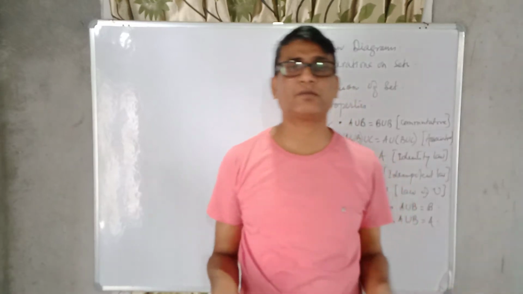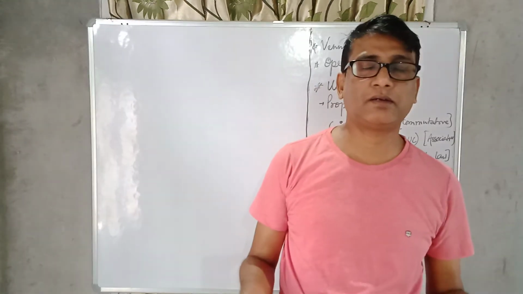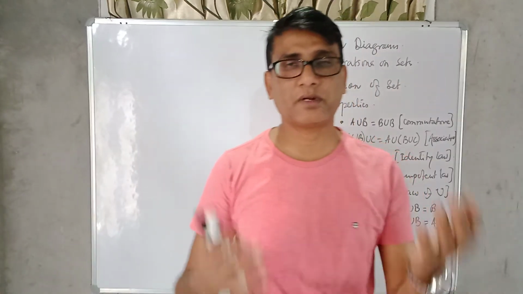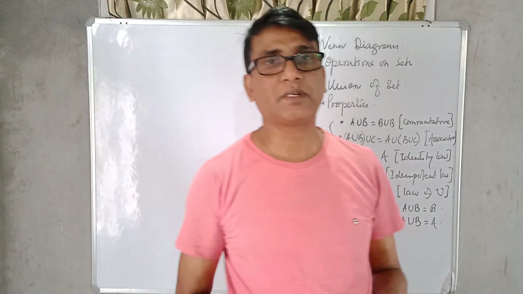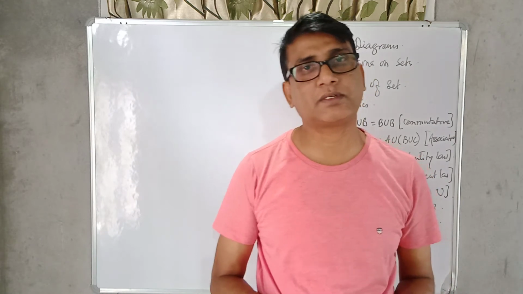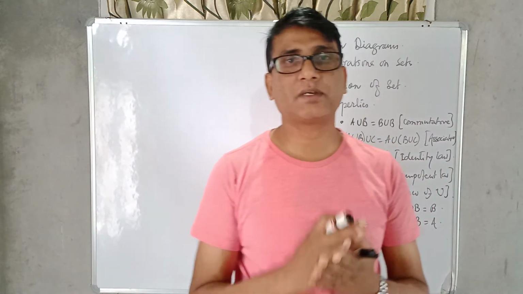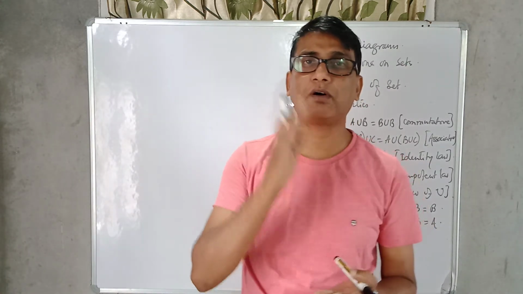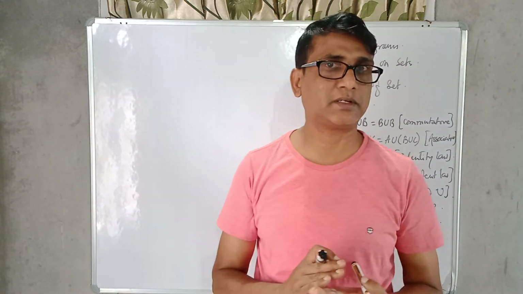Today we'll discuss the class level maths. In the earlier class we discussed sets, the definition of sets and types of sets. Today we'll discuss more things on sets. Let's see what they are. First, we'll discuss the Venn diagram, and second, the operations of sets. And on operations of sets, only one thing we'll discuss, that is the union of sets.